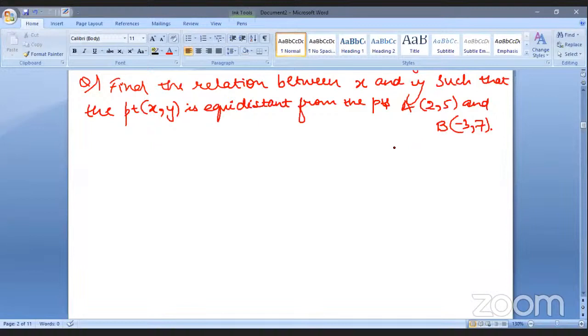Try to find out. Ma'am, that means the point P is a midpoint of these 2 points, right? No, it is not saying it is a midpoint. It is saying it is equidistant from them. So it will not make an equilateral triangle, it will make an isosceles triangle. Okay, so the triangle is fixed now.